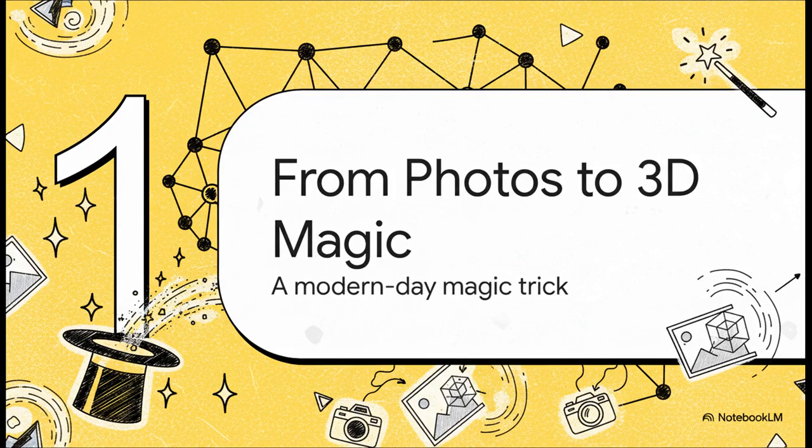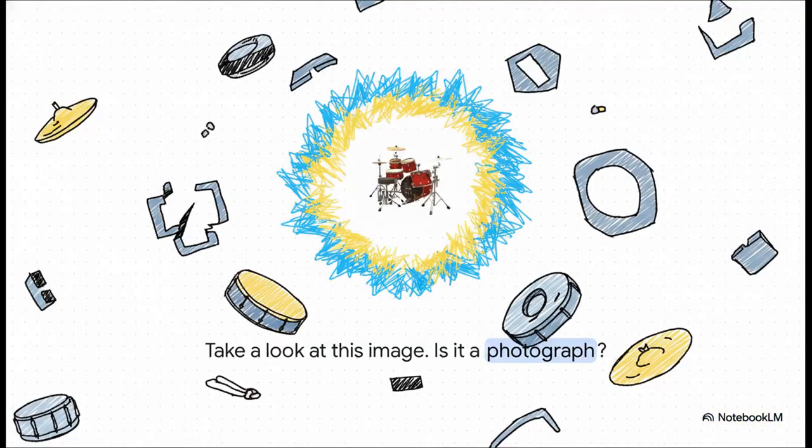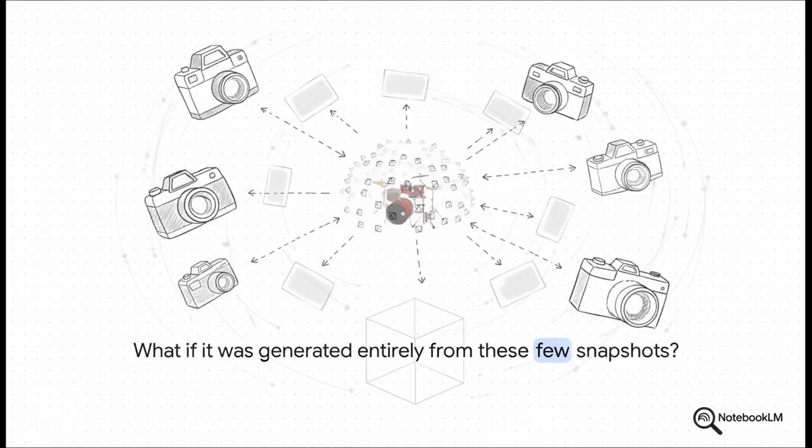We're going to kick things off with a little bit of modern-day wizardry that really sets the stage for everything we're about to cover. So take a good look at this image. I mean, really look. At first glance, it's a perfect photo of a drum kit, right? You can see the shine on the cymbals, the subtle textures, the super complex reflections in the chrome. It looks absolutely real. But what if I told you? That's not a photograph. Not really.